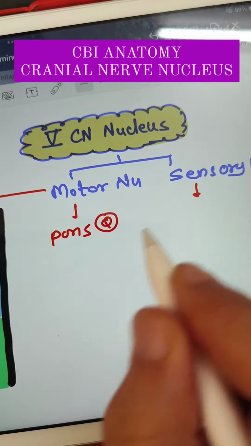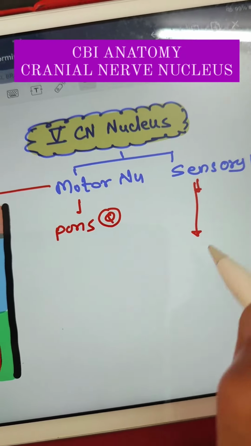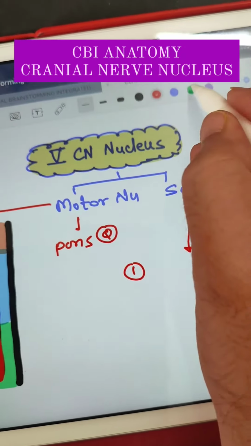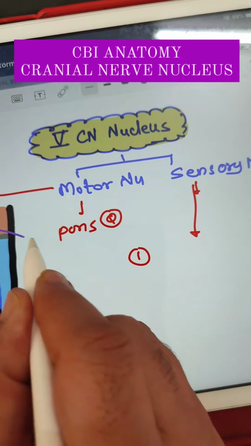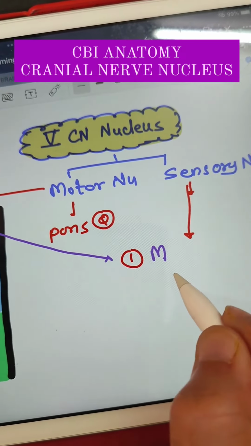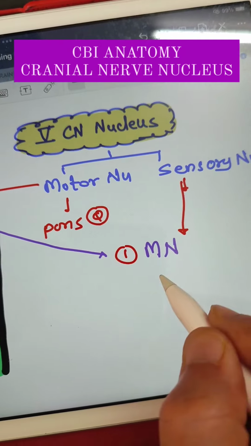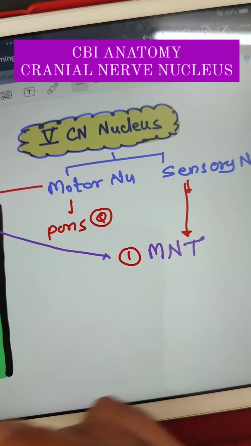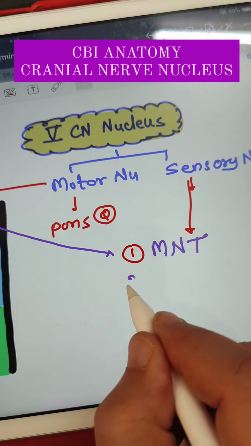MCQ. While there are three sensory nuclei, what are the three different sensory nuclei? First, which is located within the midbrain. So you will say mesencephalic nucleus of trigeminal nerve. Nickname we are giving MNT, MANTU.